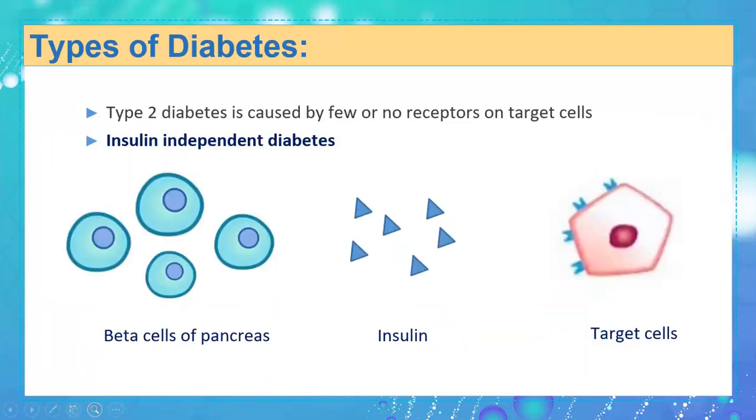Type 2 diabetes is caused by few or no receptors on target cells. This type is an insulin-independent diabetes. The target cell here will have few or no receptors at all, so insulin can't bind to the target cell and thus no response is triggered. No glucose will be taken from the bloodstream.